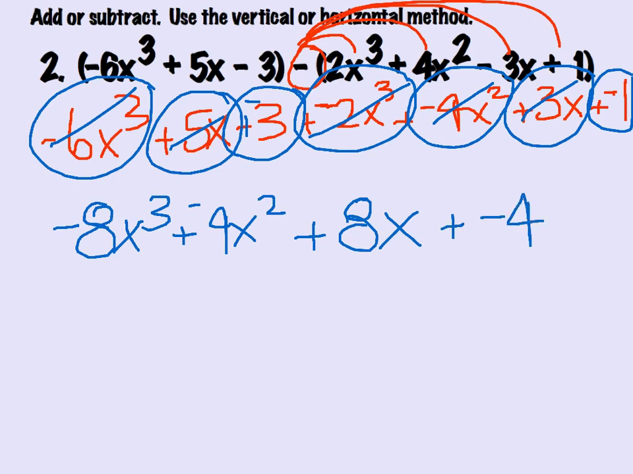From here, my answer isn't finished until it's in standard form, so I need to check to make sure my exponents are in descending order. My exponents are 3, 2, 1, 0, so that works. And then I need to check to make sure that I don't have any more terms that I could add or subtract. Since I have no more like terms, this is my final answer.